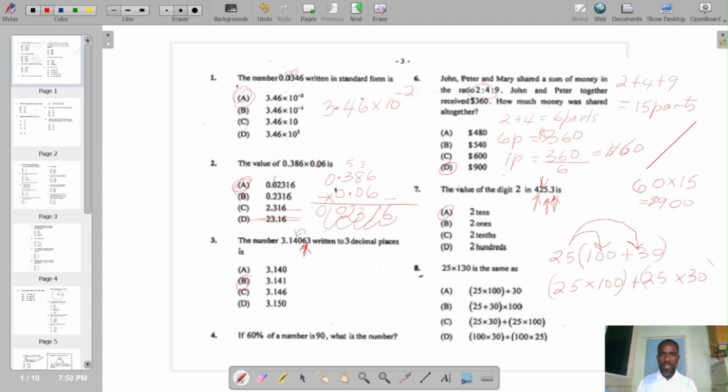So the answer that looks like this one is C. So the answer there is C.